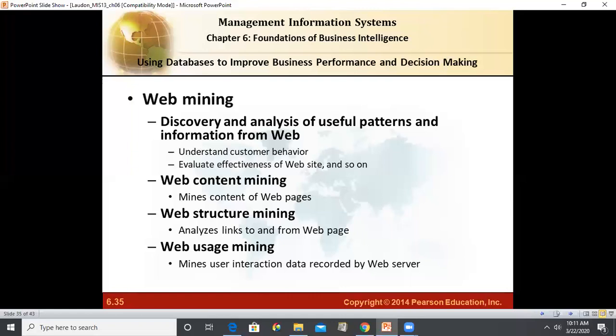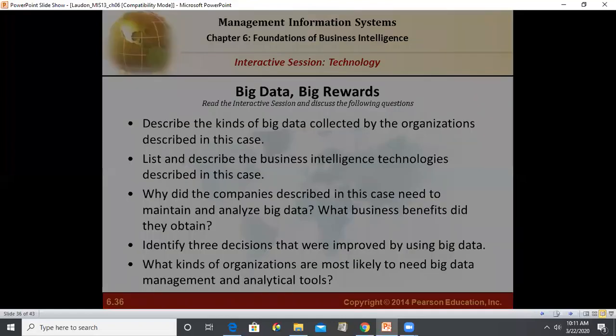So web mining is the discovery and analysis of useful patterns and information from the web, while it understands the customer's behavior, effectiveness of the website, and so on. Are there still others? Okay.